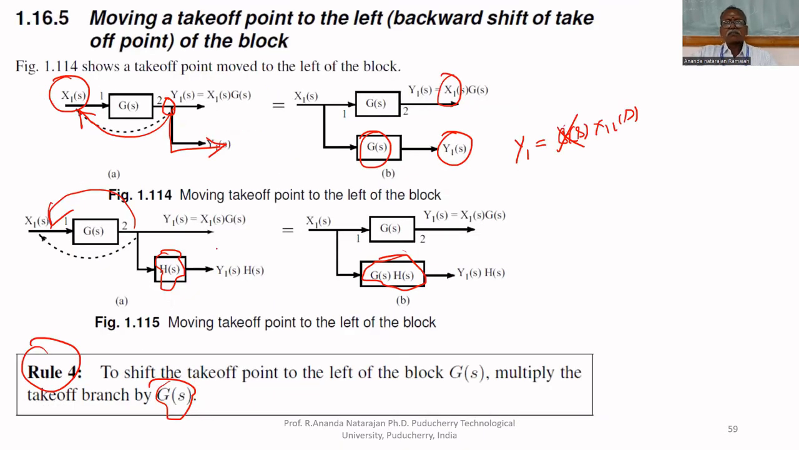Second rule, if you shift before the block, a backward shift, if you want to do the same effect, it is already multiplied by G of S. If you shift here, it is not multiplied by G of S. Therefore, you have to multiply by G of S. That's all.